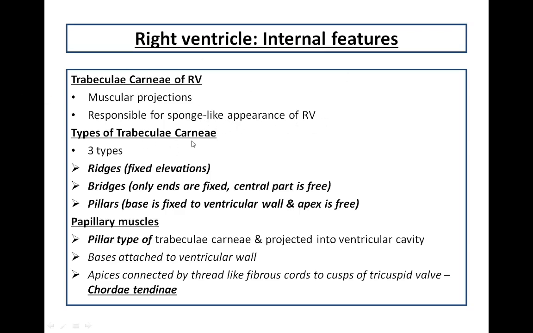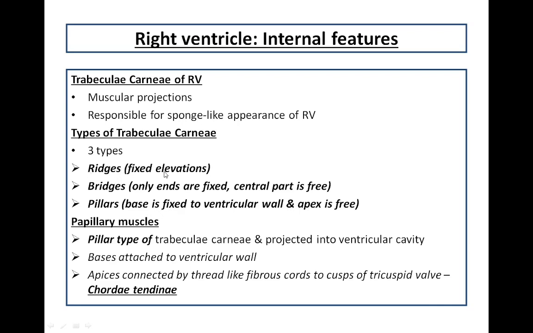Then the types of trabeculae carneae or muscular ridges. There are three types. Ridge is a fixed elevation, that means from the wall it goes up. Where there is a bridge, that means at one point it starts and at another point it ends. So this is your bridge, that means it is bridging. Then your pillars.